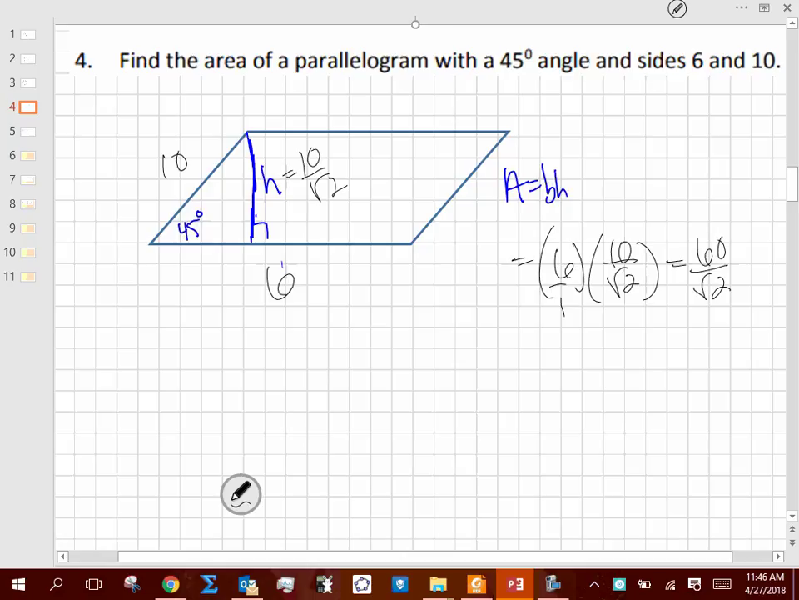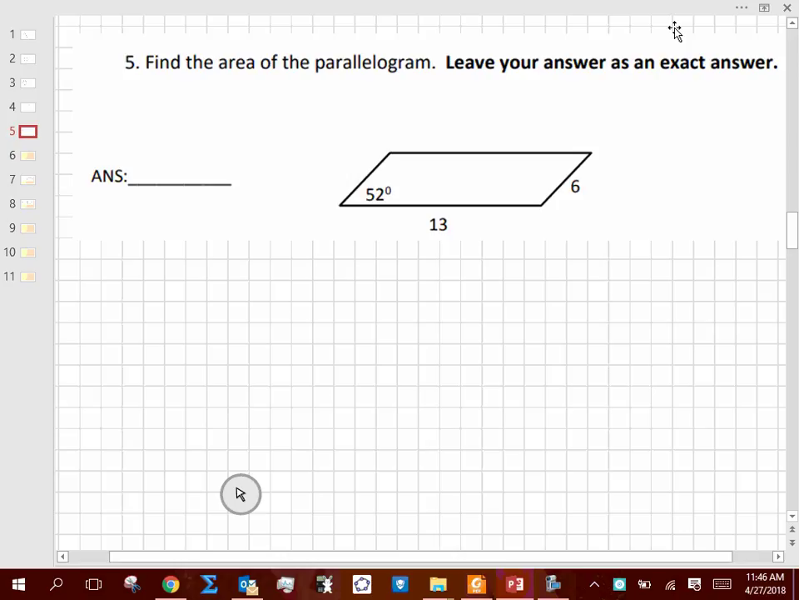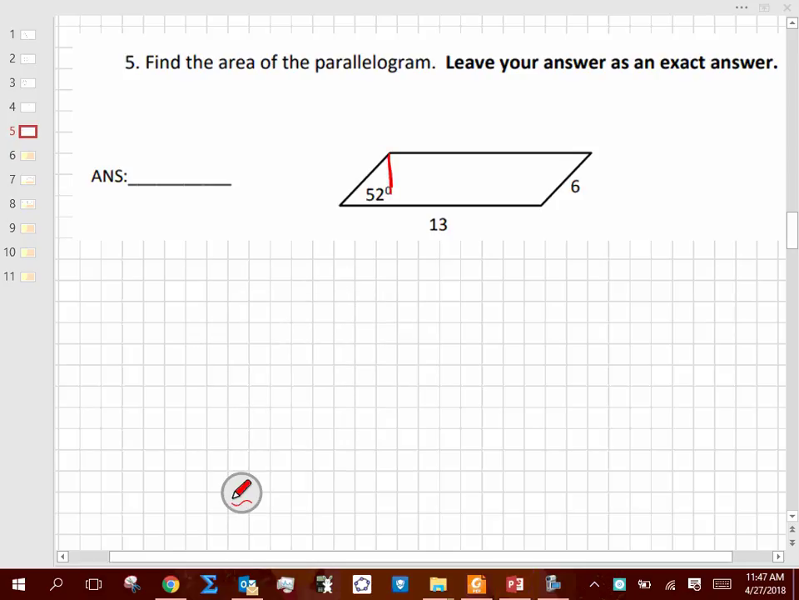The next one is the same thing. The exact same process. However, not a special right triangle, right? Okay, it's a right triangle with a 52-degree angle in it. Once we construct that altitude, so let's see here. Let's draw that down. Got that right angle. Okay. I still need to find that H, right?